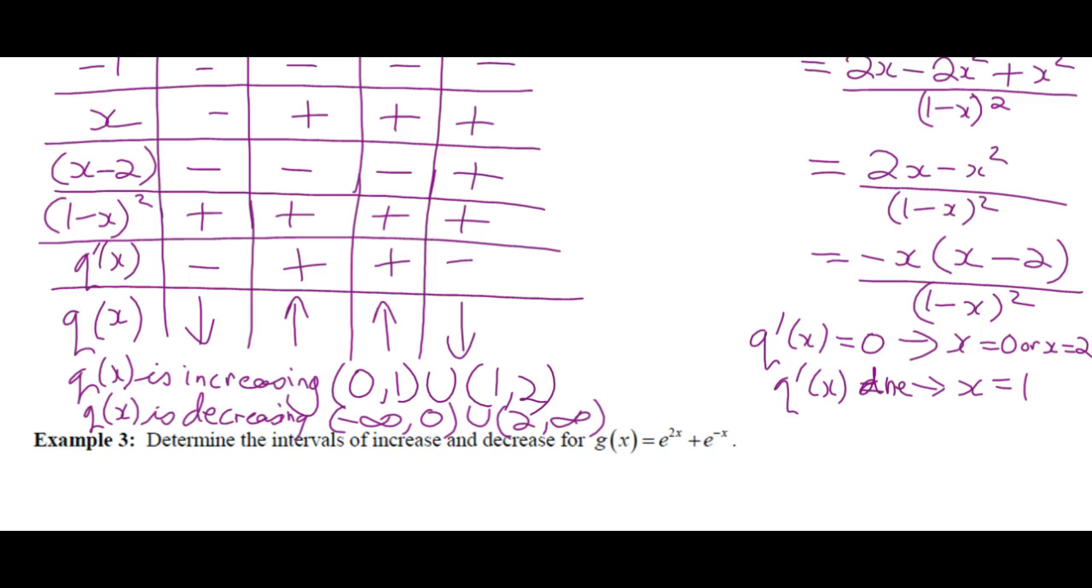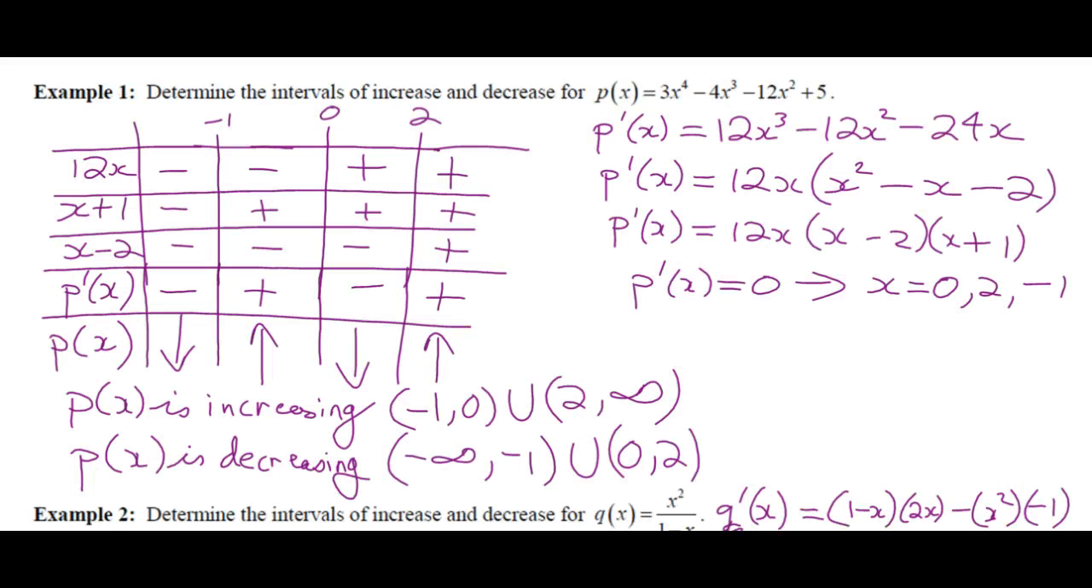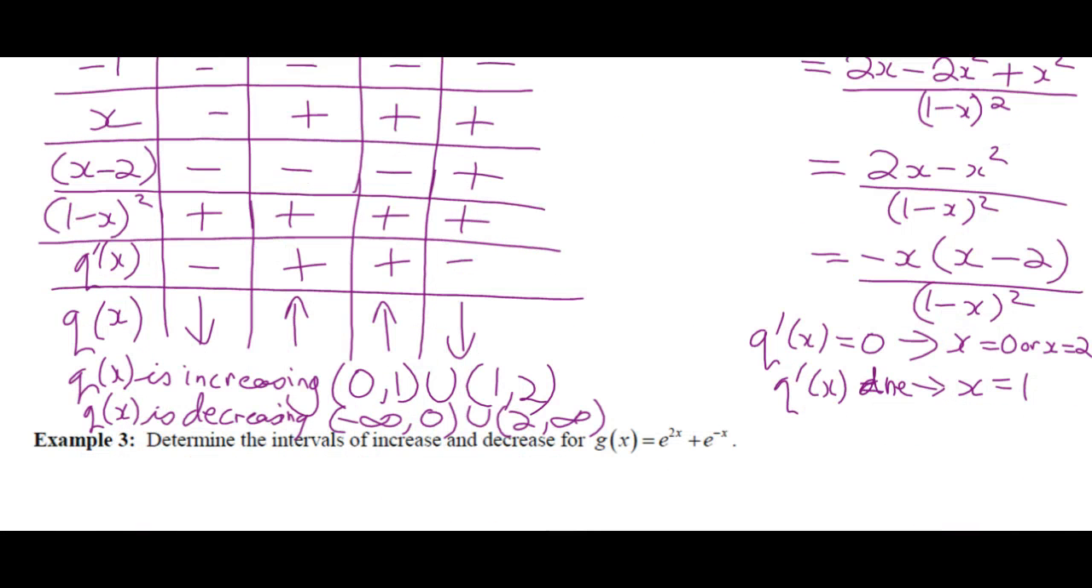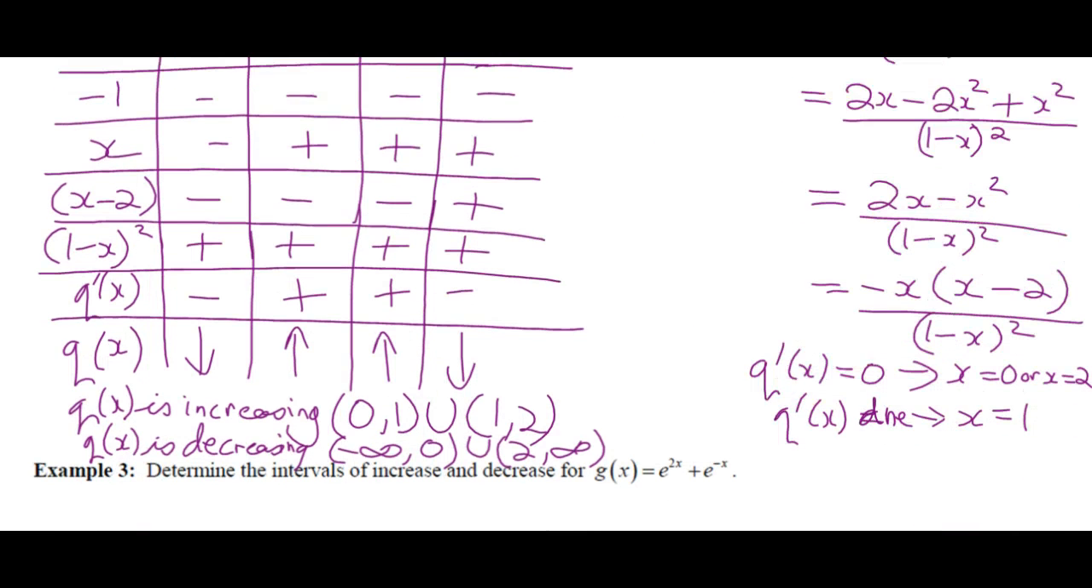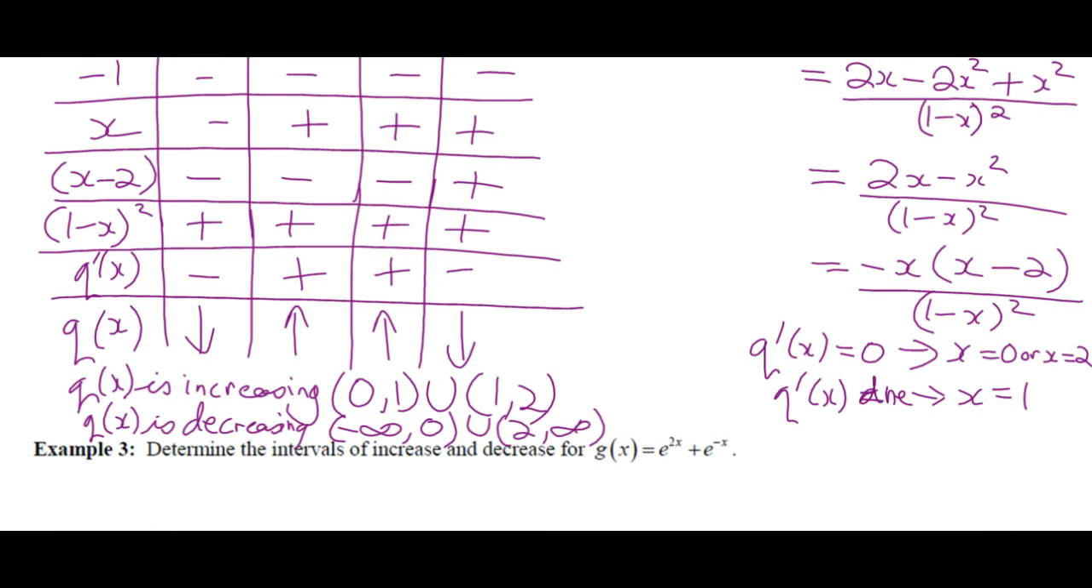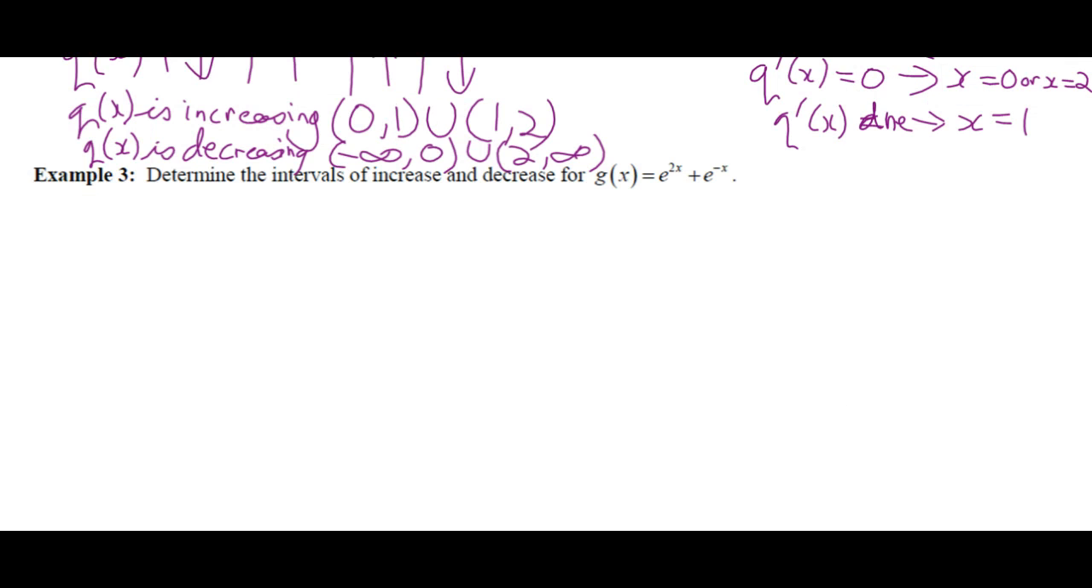And did they put example 3 at the top of the next page? No. Wow, okay. Nice. I guess we're just going to have to extend the page. Determine the intervals of increase and decrease for g of x equals e to the 2x plus e to the negative x. Okay, here's some good practice for tomorrow. Figure out g prime of x.